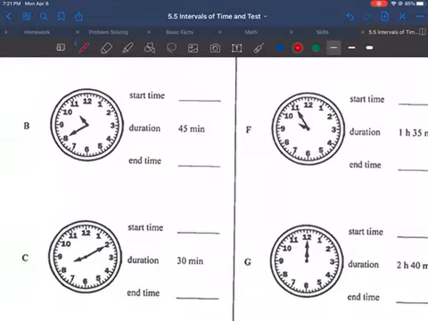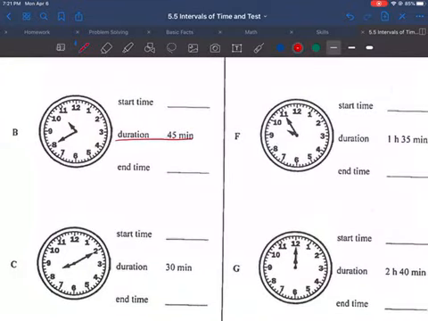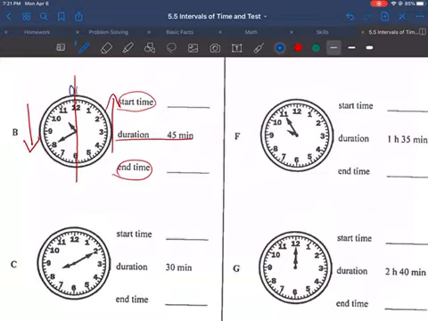Let me go ahead and continue with number 2. For number 2, same thing. They're giving me the duration. They want me to find the start and the end time. So I'm going to go ahead and cut the clock in half. Right goes up, left goes down. I'm going to start with the minutes, a clock, 5, 10, 15, 20, 25, 30, 35, 40, 45, 50, 55, and 60, which means a clock.